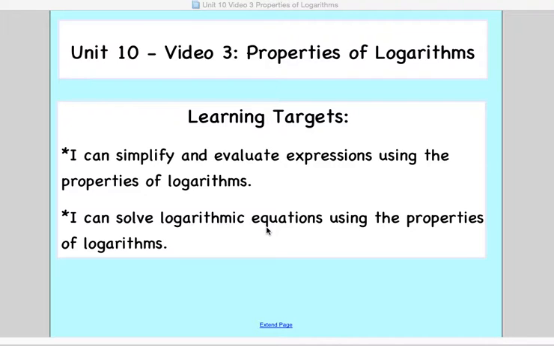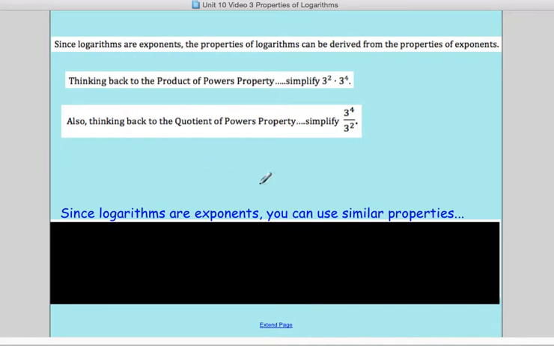Your learning targets for today are that you can simplify and evaluate expressions using properties of logarithms. You're also going to use those properties to solve logarithmic equations. Okay, so we need to know those properties, but before we do that, let's just think about the properties of exponents. Since logarithms are exponents, the properties of logarithms can be derived from the properties of exponents.